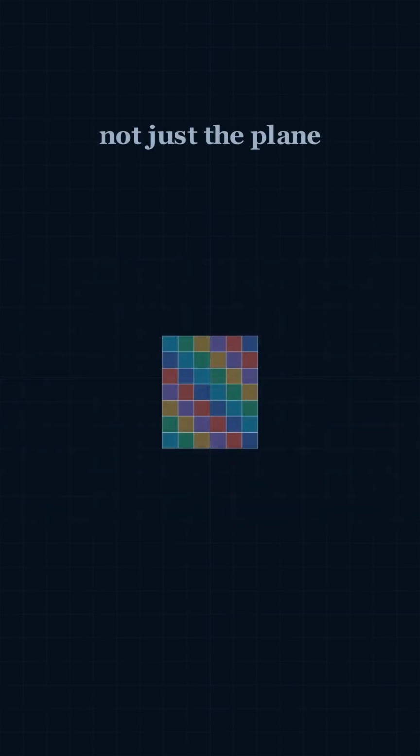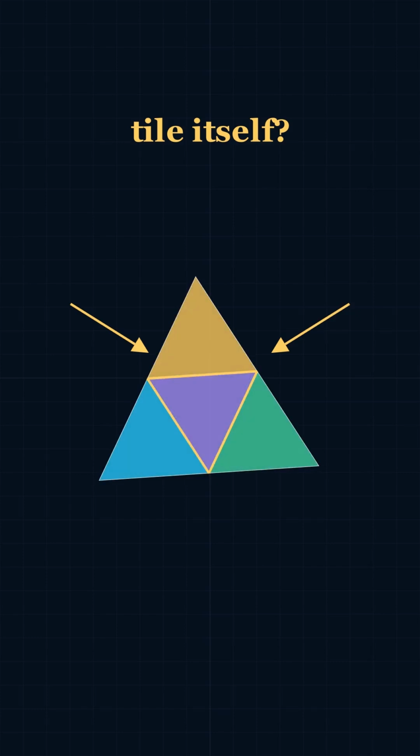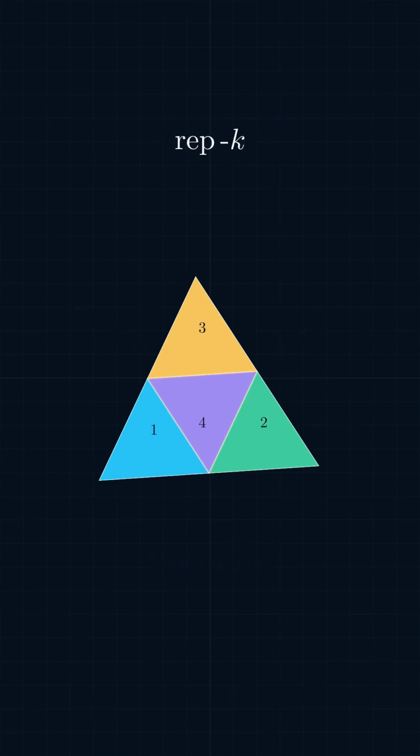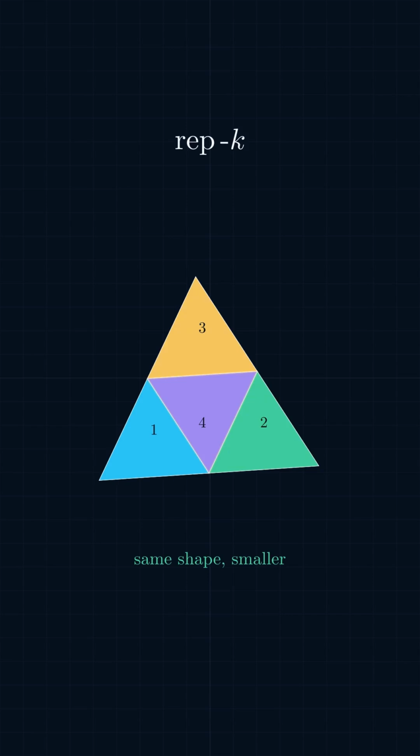So the interesting question is not, can a shape tile the plane? The interesting question is, can a shape tile itself? Can one large shape be cut into several smaller copies of the exact same shape? That is called a reptile. A shape is rep k if it can be divided into k smaller pieces, all congruent to each other, all similar to the original. And the number k is not just a label, it controls the geometry.